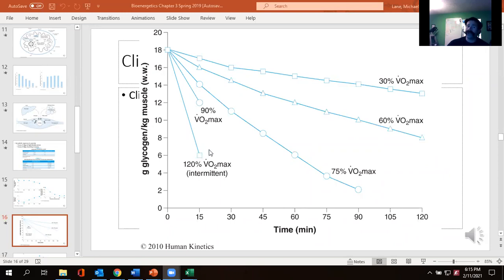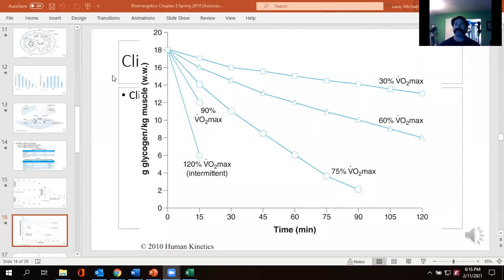What's the problem if we're working with an athlete and we just brought their glycogen levels down to this point and they've got to practice later on that day or they've got a game the next day? Bingo. And when they're fatigued more from a lack of glycogen.